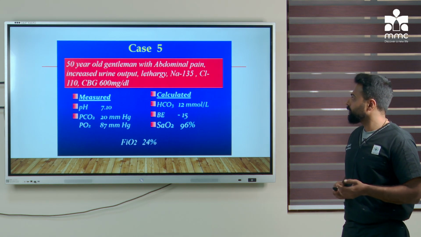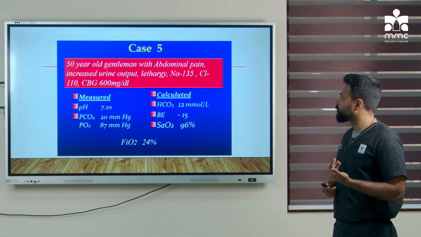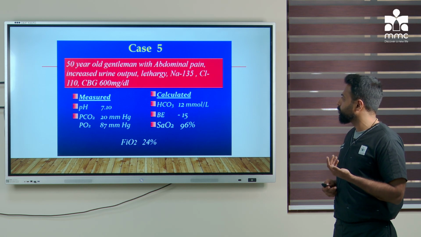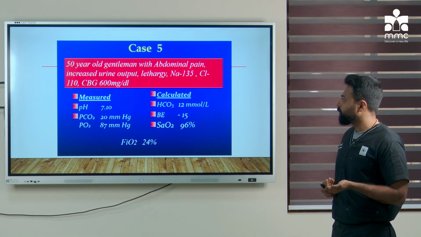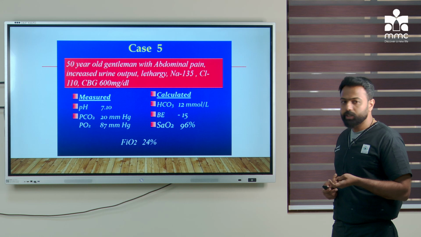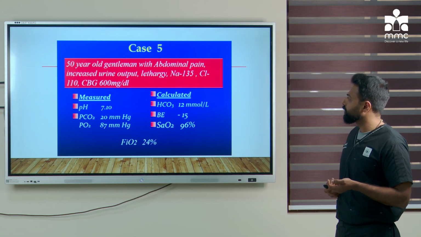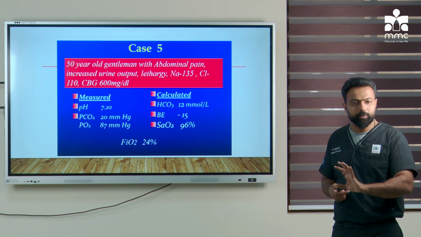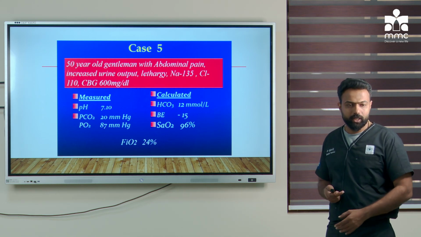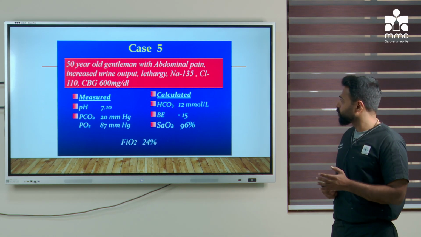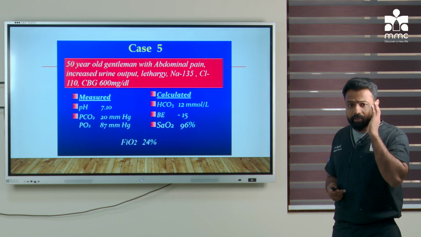So in another case, a 50-year-old gentleman with abdomen pain, increased urine output, lethargy, sodium 135, chloride 110, and capillary blood sugar is 600 milligram per deciliter. You look at the clinical scenario. This patient is having abdomen pain, increased urine output. So something related to a metabolic cause, right? Sugar is high also. So you have to have some DDs in your mind.